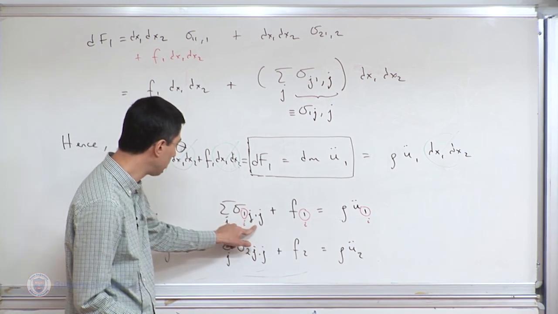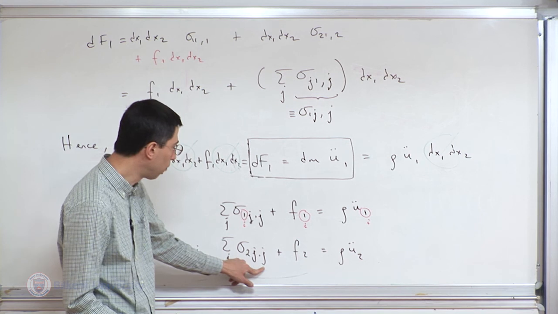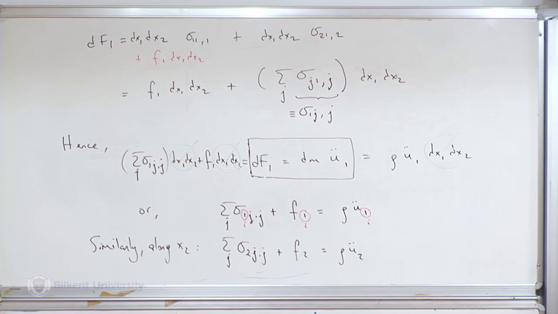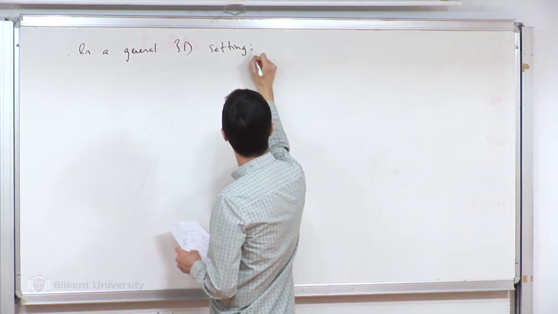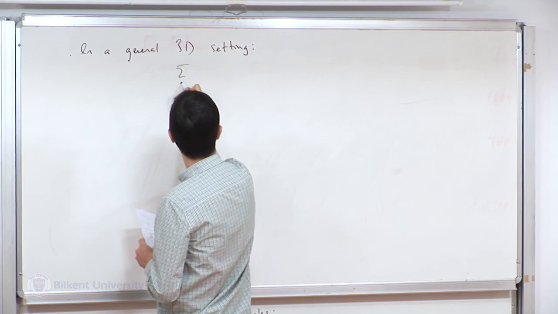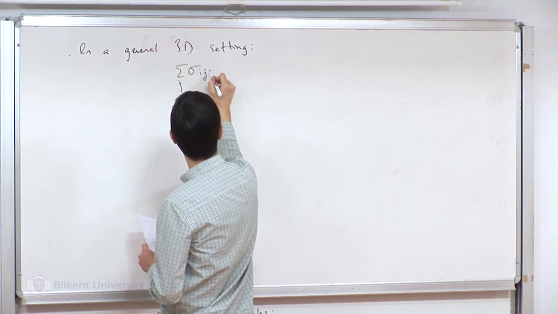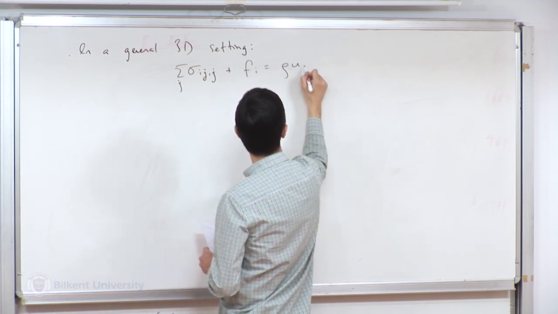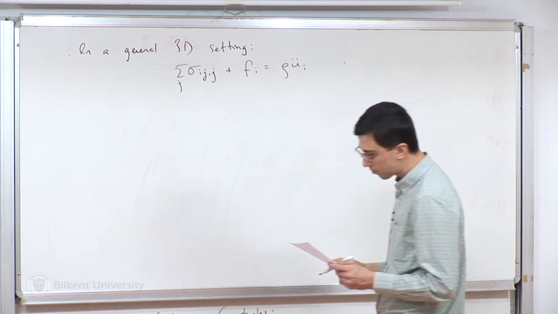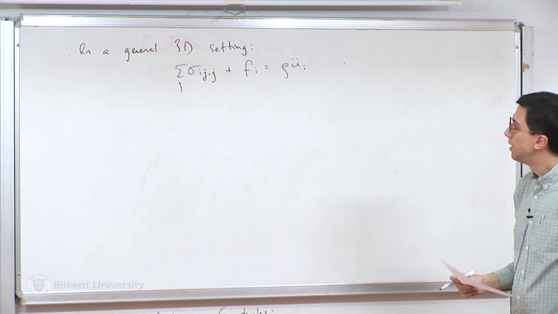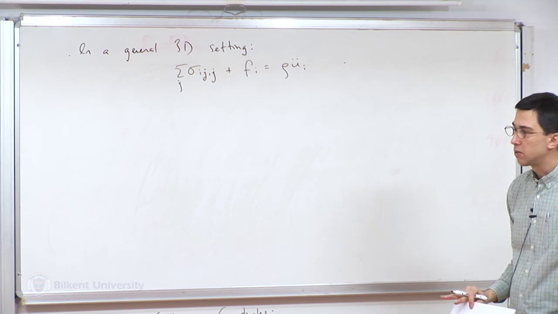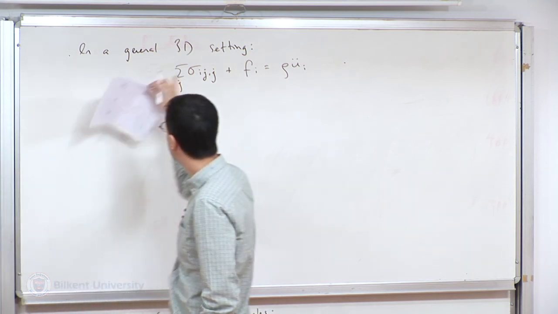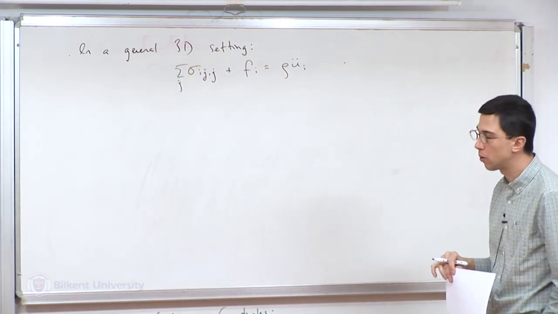j is just a summation index. For 1 or 2, there's a sum over j. But for any choice of i, that equality has to hold. Okay, so in a general 3D setting, what we have is sum over j, sigma ij comma j, plus fi is equal to rho ui double dot. And that's the result. Okay, so I've done it in 2D, along only the first direction, but then I've tried to argue that it's going to be the same in 3D and along any direction.